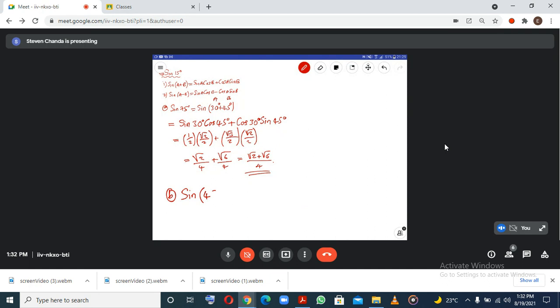So how do you find this? You say 45 minus 30, meaning that 45 is your A and 30 is your B. Then you just use this second formula that I gave. Then you can find it, right? So that's how you make use of these equations. I don't know if there are any questions before we look at the other questions.